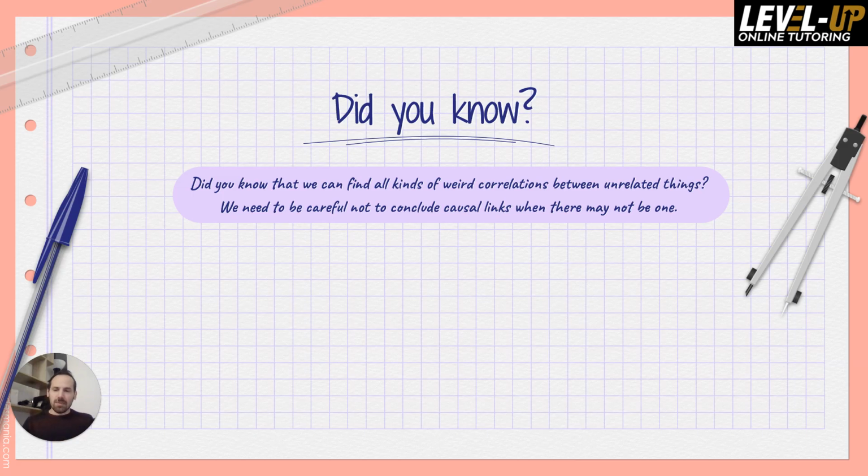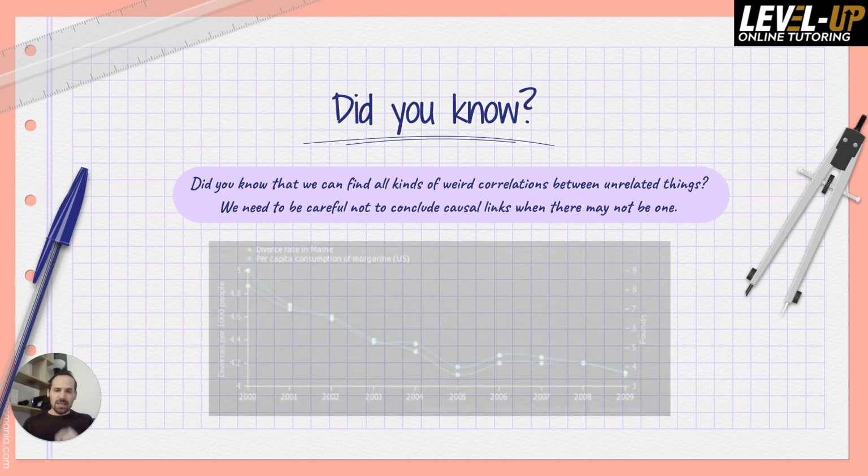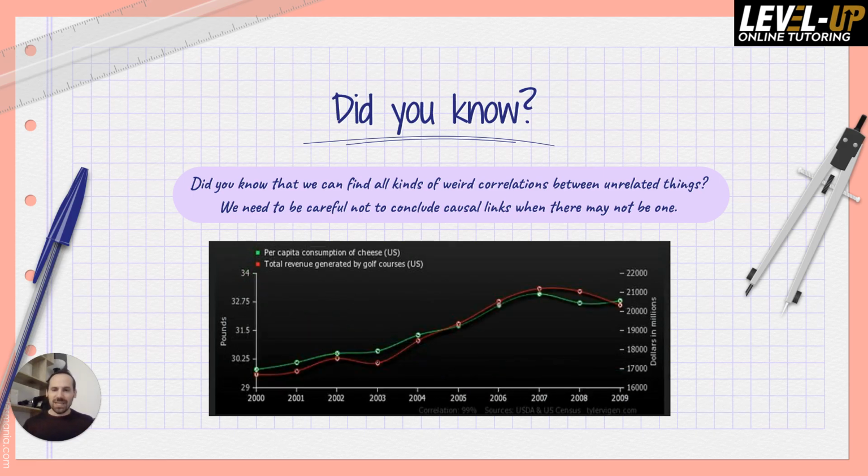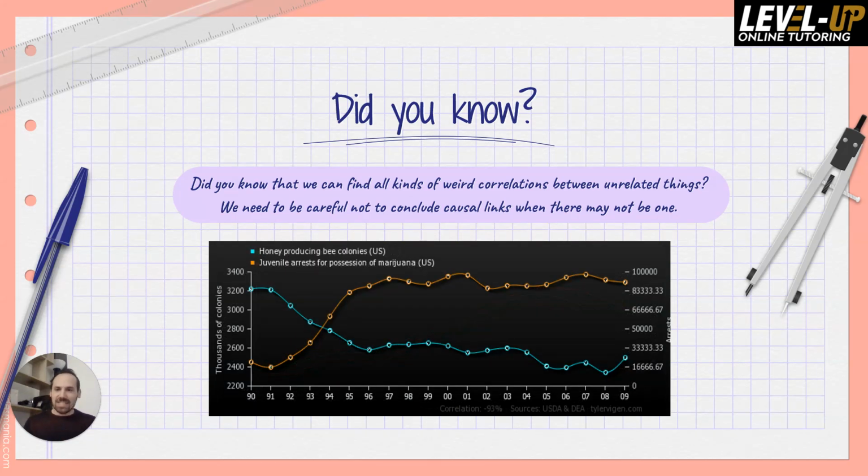statistics can sometimes be misleading. Mistakes can be made, or sometimes they can be deliberately misleading. So we've got to be careful with that. Here are some examples of weird correlations we sometimes see between things when there's actually no causal link. Here's one example, between divorce rates and margarine consumption. This is real data, by the way, and it looks like there's a correlation between the two. But obviously, what would be the link? There's no real causal link. Here's another example between consumption of cheese and revenue generated by golf courses. Here's another one between honey production of bee colonies and arrests of juveniles for carrying marijuana.